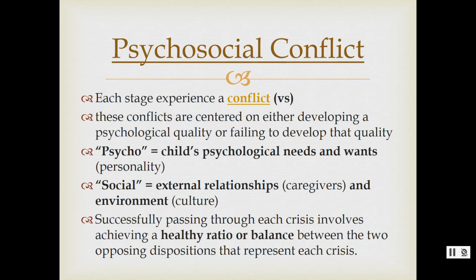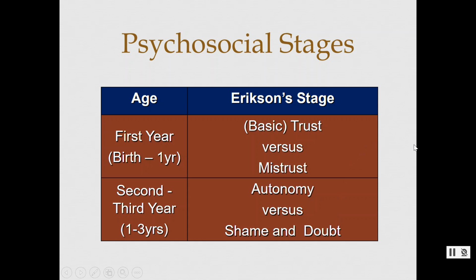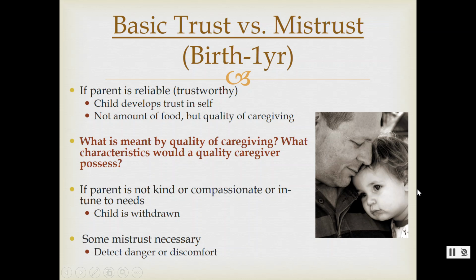So we're going to look at some of these conflicts. Because we're talking about infancy and toddlerhood, he has a conflict for infancy and another for toddlerhood. Here are the names of the stages: trust versus mistrust, autonomy versus shame and doubt. Trust versus mistrust is birth to 1 year, the first year of life.